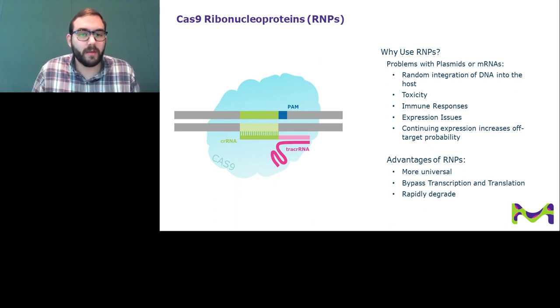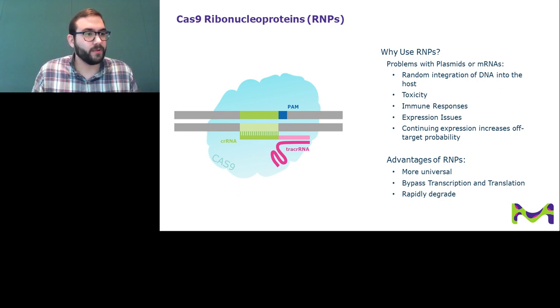There are traditionally many problems that occur when you use plasmids or mRNAs. There can be random integration of DNA into the host, which is unwanted if you want to do more than just focus on the guide site. There can also be toxicity issues. Many cell types reject and undergo apoptosis when introduced to foreign DNA, especially primary cells. And this toxicity can also provoke immune responses in the host organisms.